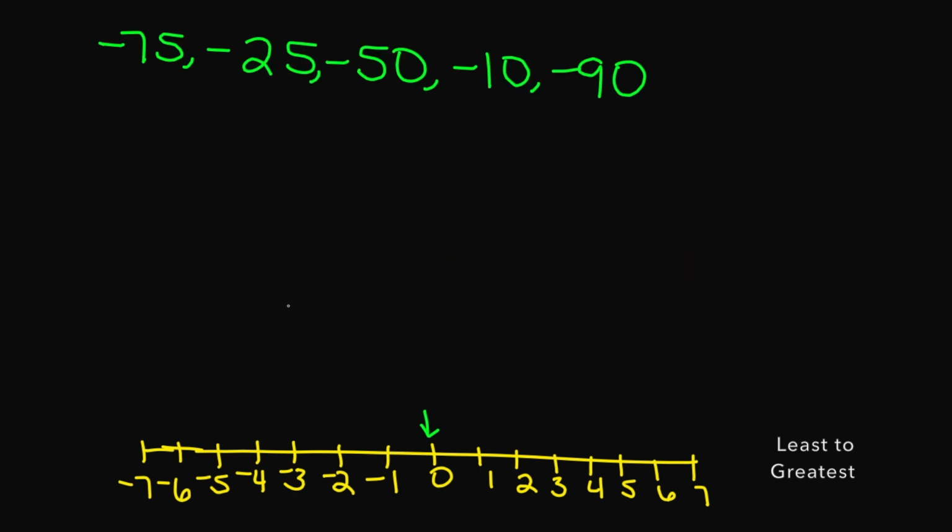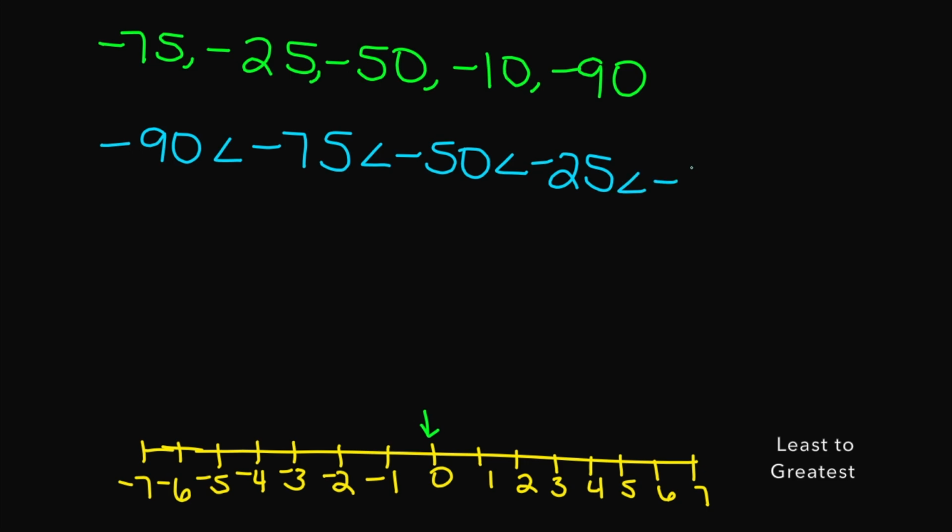Here we have -75, -25, -50, -10, and then -90. So if we're going from least to greatest, the smallest number to the larger number, first we're going to start with -90. -90 is less than -75. -75 is less than -50, which is less than -25. -25 is less than -10. So the smallest number here is -90, and the larger number here is -10. And remember, the reason why -10 is larger is because -10 is closer to 0 than -90.